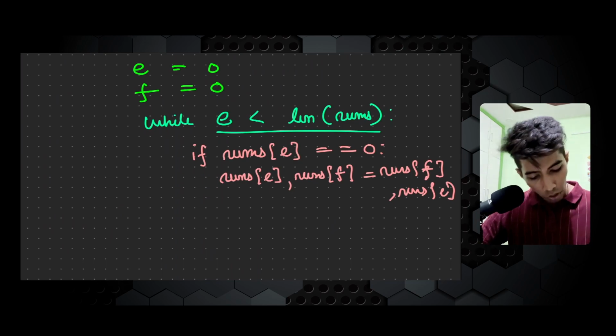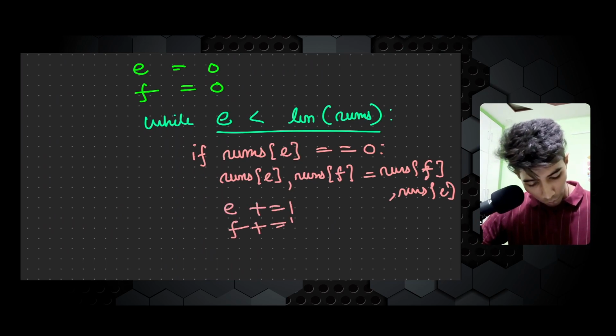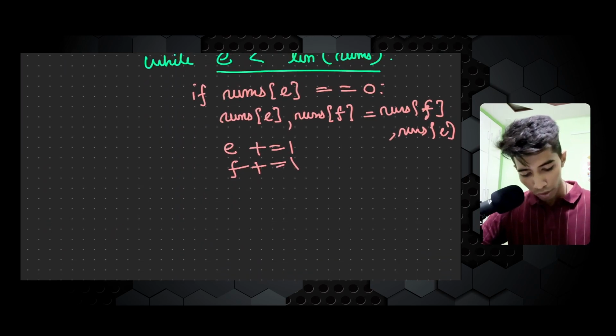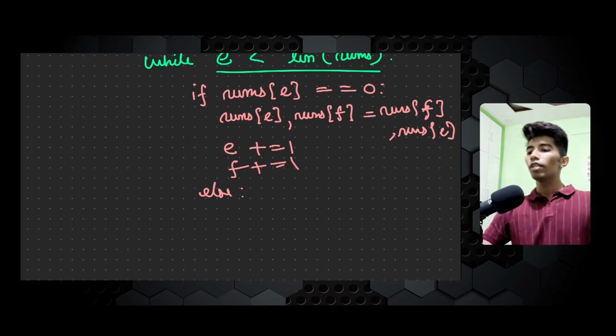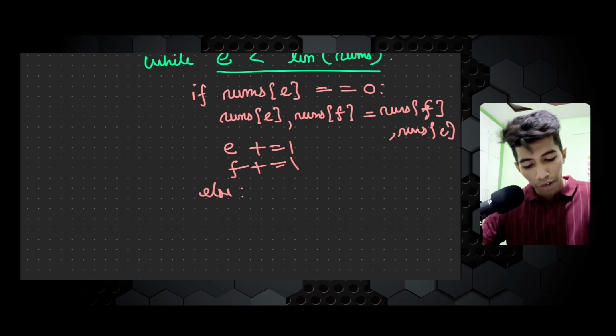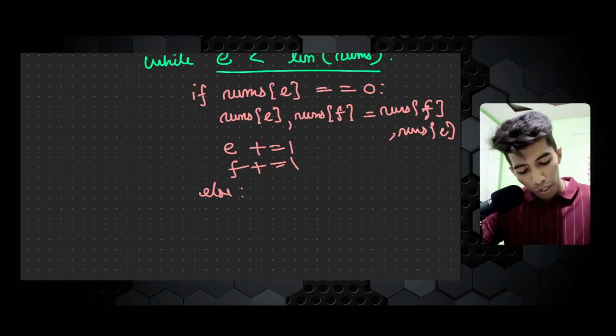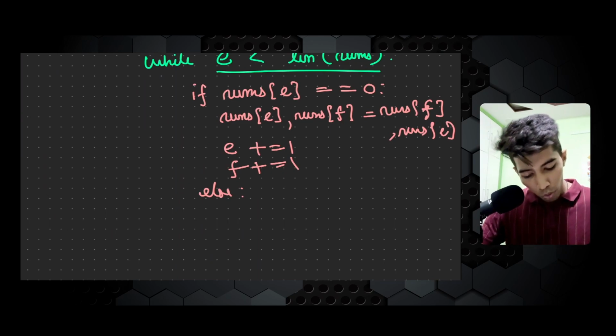Nums of e. Similarly, we will just go to 1 and f plus equal to 1. You have done the first operation of ours. Now, if this thing is not 0, like this array contains only zeros and 1, so if the value is not 0, then it's 1. So when it comes to 1, then I have to just increment the e pointer.